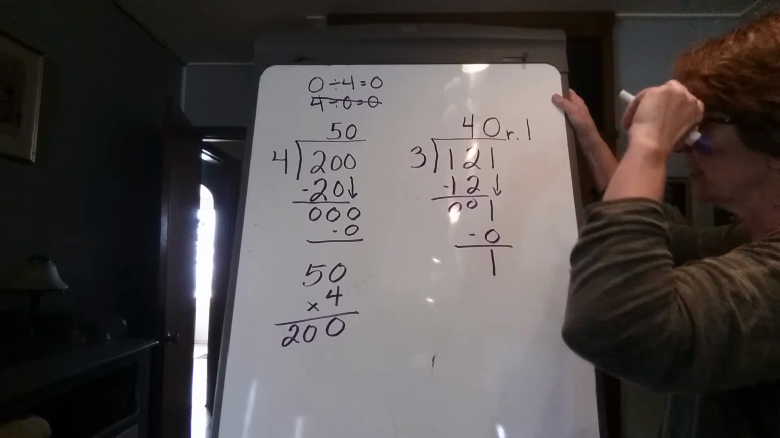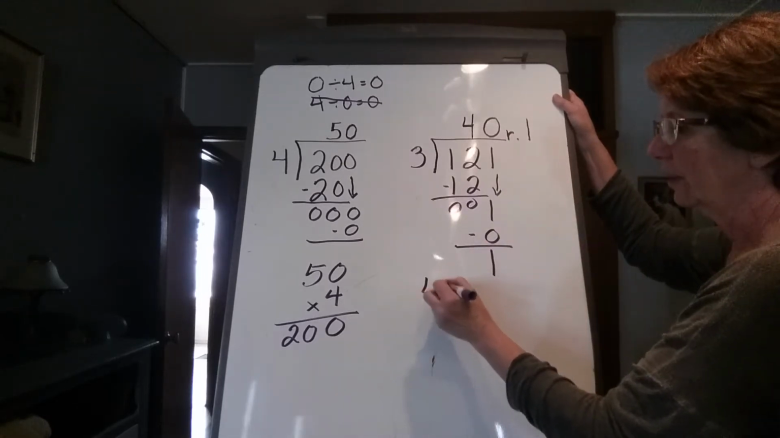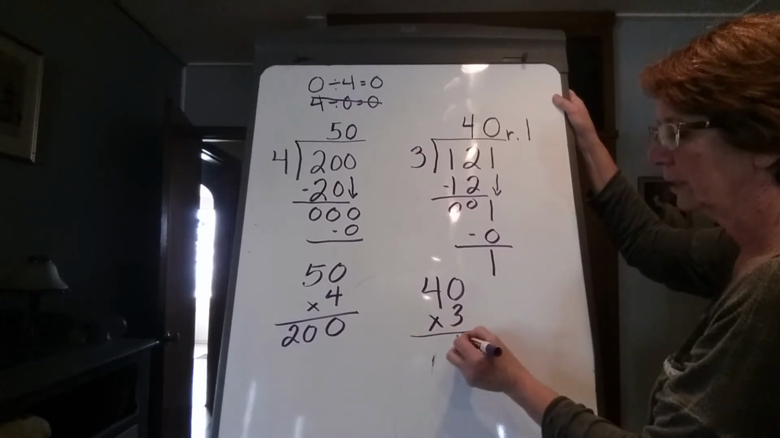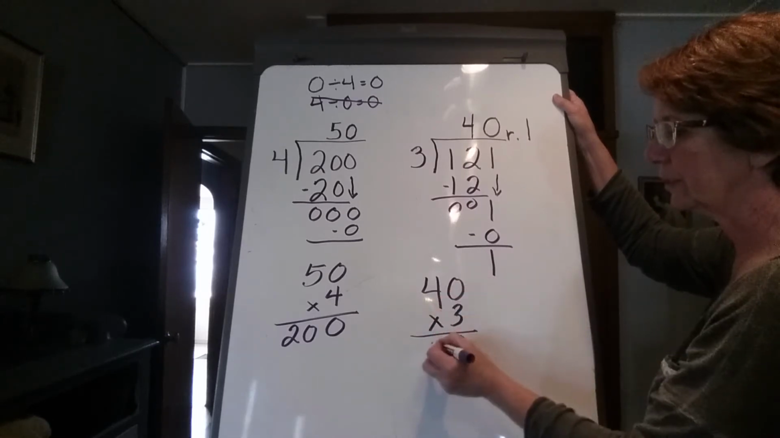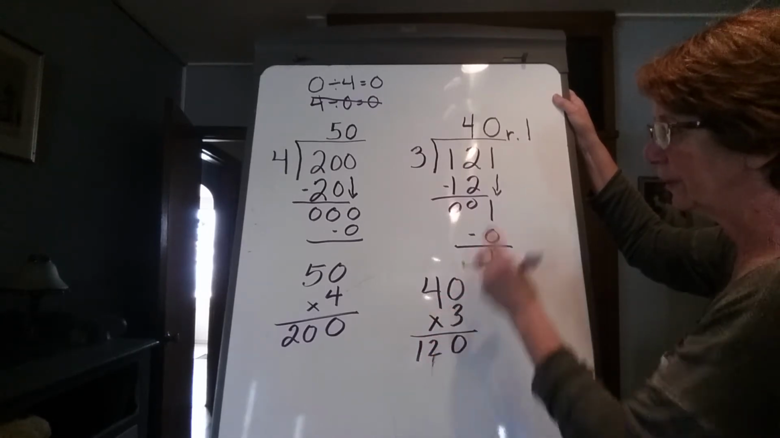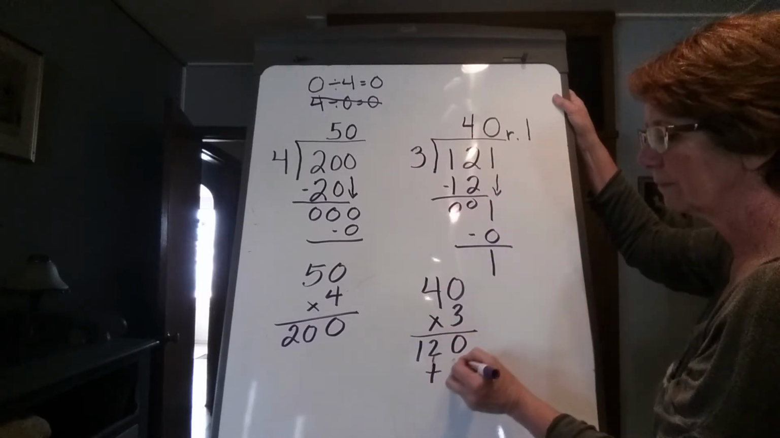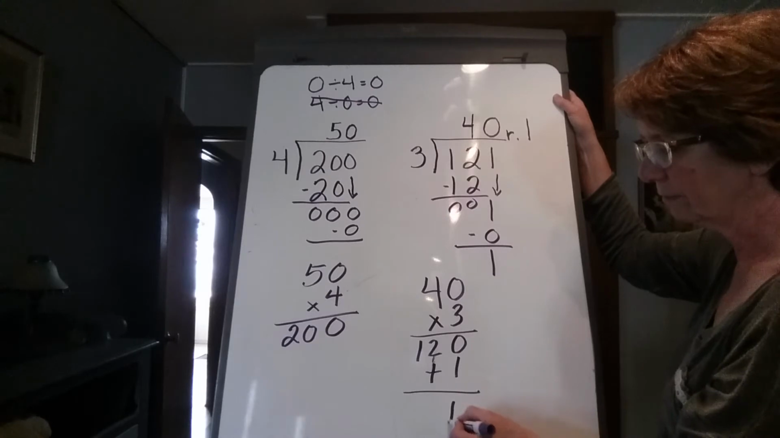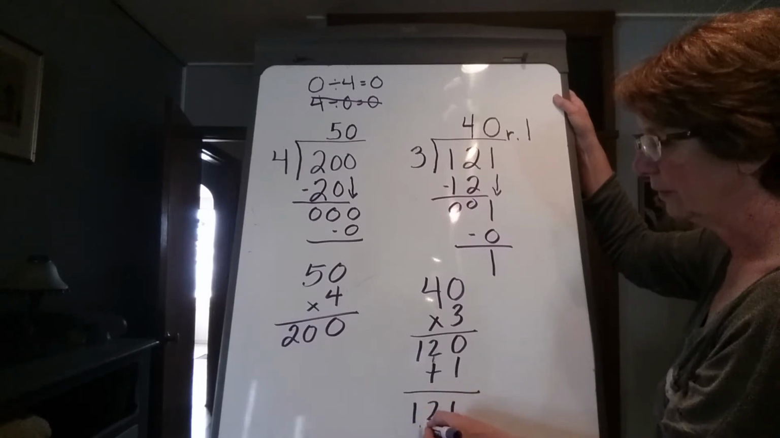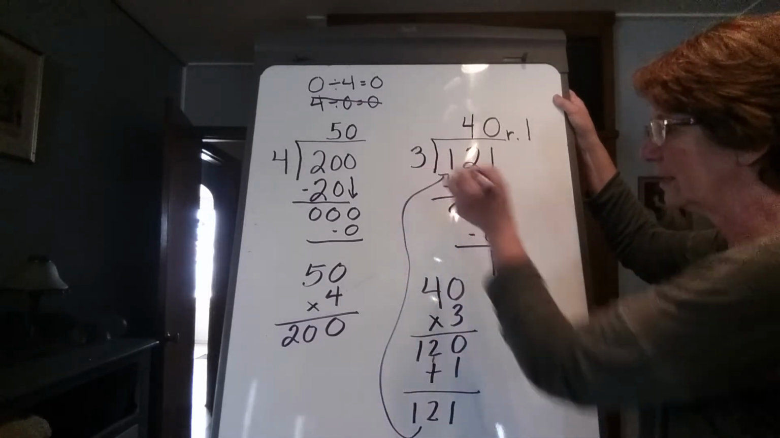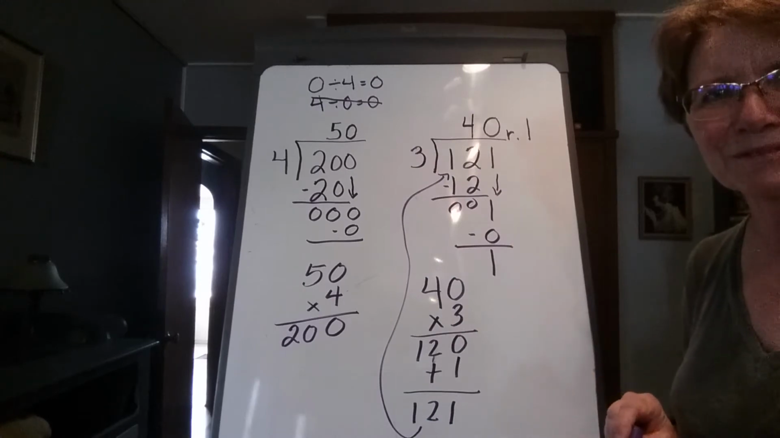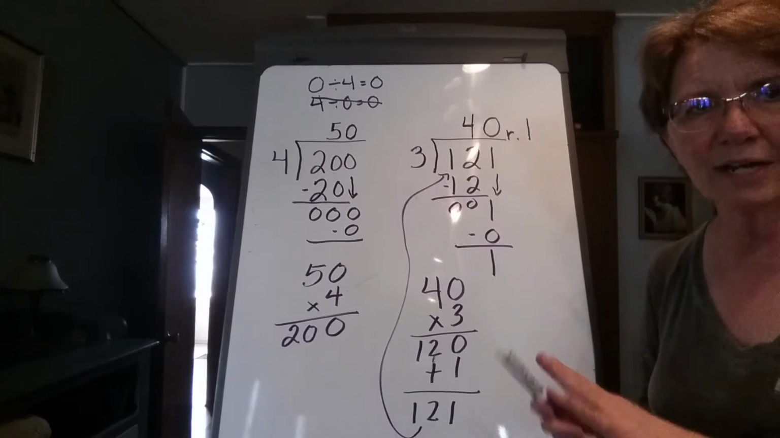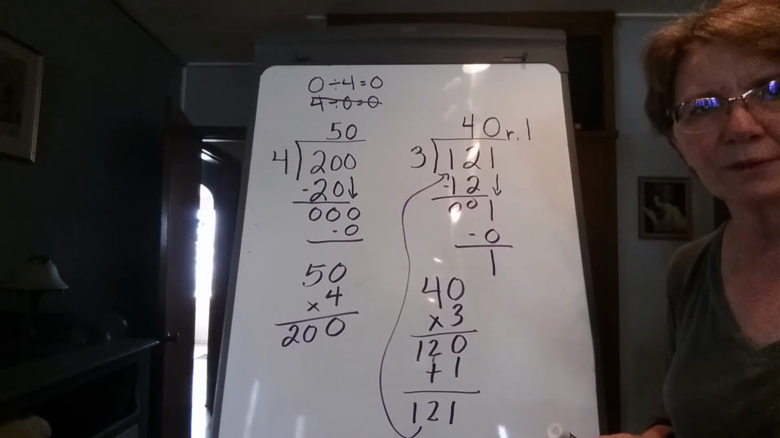Now let's check it and see how that looks. 40 times 3. 0 times 3, 0. 4 times 3 is 12. And then you add your remainder. 0 plus 1, bring down your 2. This number is the same as that number, so it is correct. Okay? I'm going to pause this and erase, and then we're going to come back and work on the practice together.